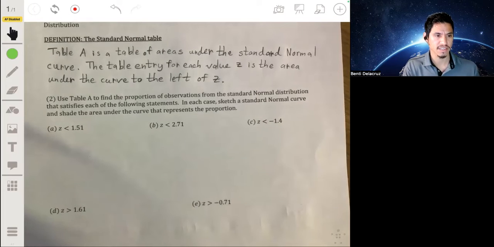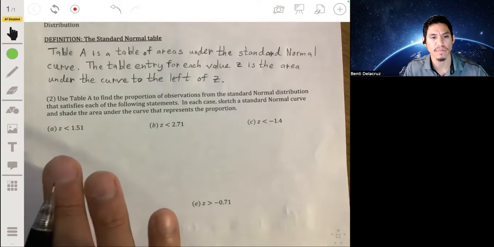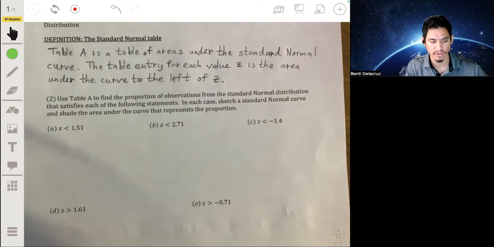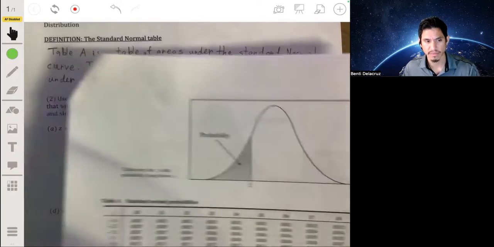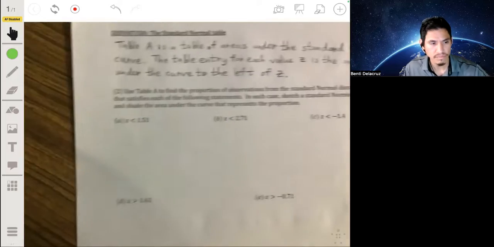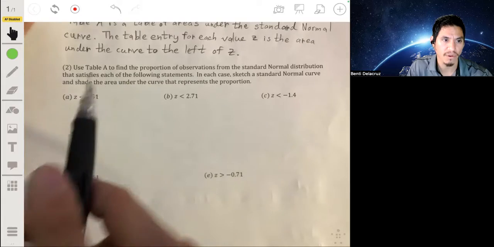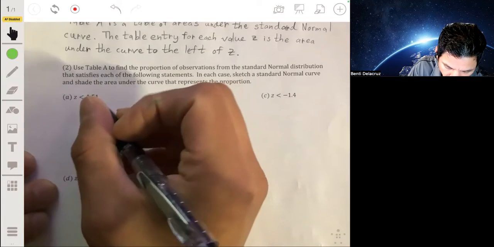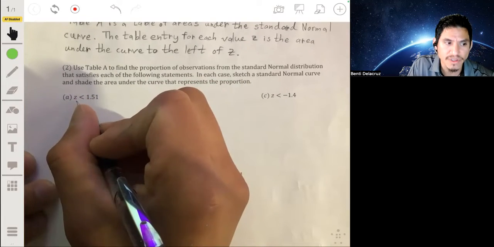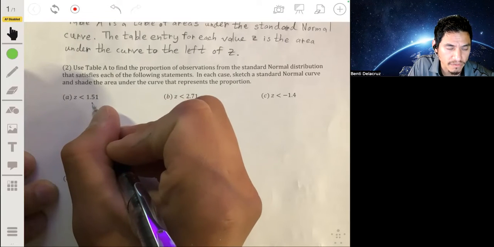What it does is essentially list all these numbers. It may look confusing at first, but these values tell you the area to the left of the corresponding z-score. Let's go through a couple of these by drawing a curve, and then we'll break it down more thoroughly. We draw a curve that represents what we're looking for, and then figure out what that area is. We're trying to find the area to the left of 1.51.